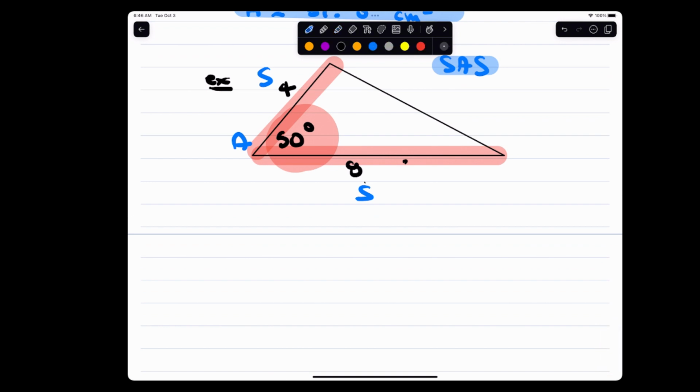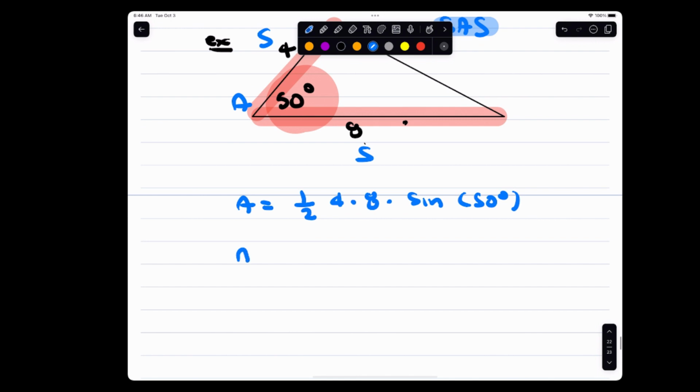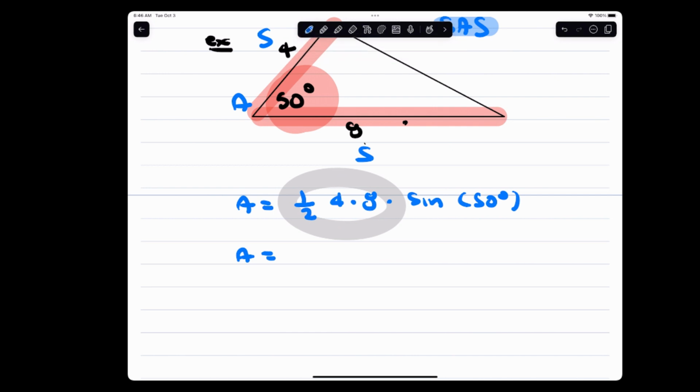So when you write it down, you say, can I put 1/2, pick any side, it doesn't matter which one, 4 times 8, and just take the sine of now what? 50 degrees. So that your area now will be, you can do a little bit of arithmetic if it's possible. This is supposed to be 1/2 times 4 times 8. You got 2 even numbers. So what's 1/2 of 4? Isn't that 2? And then 2 times 8 is what? You get 16 sine of 50 what? Degrees.